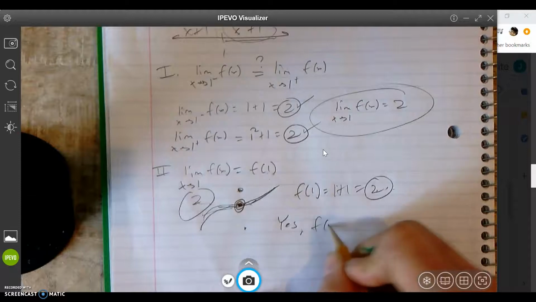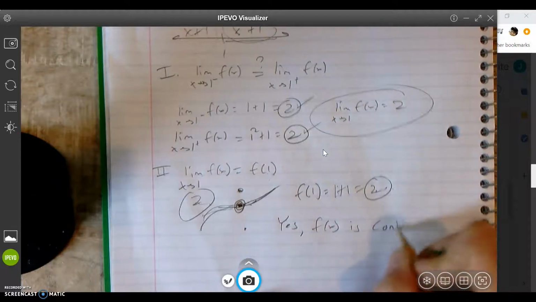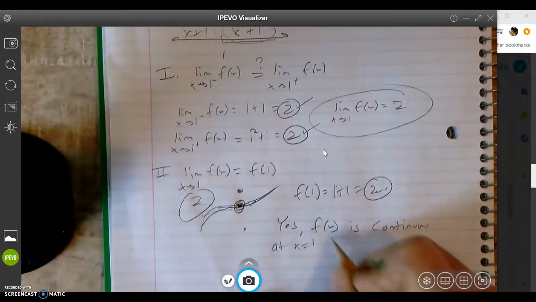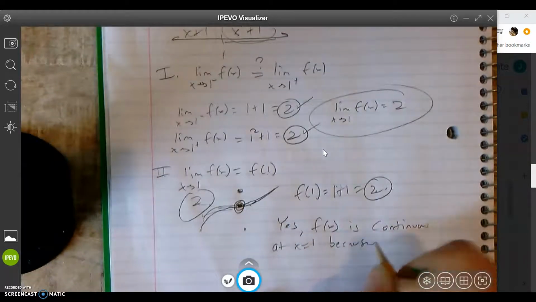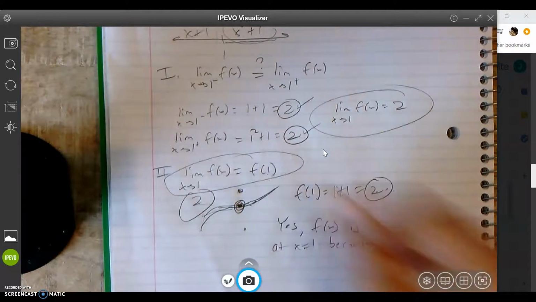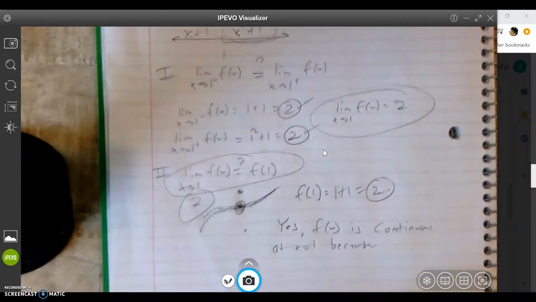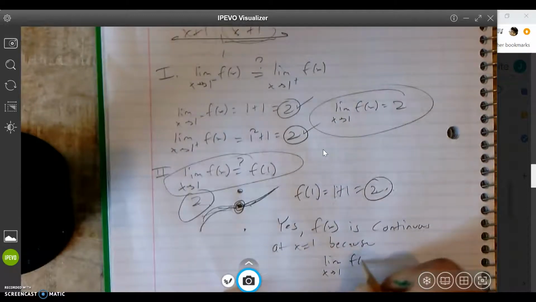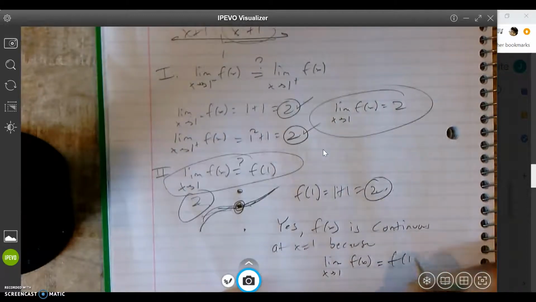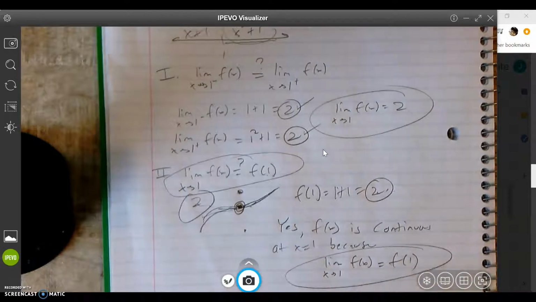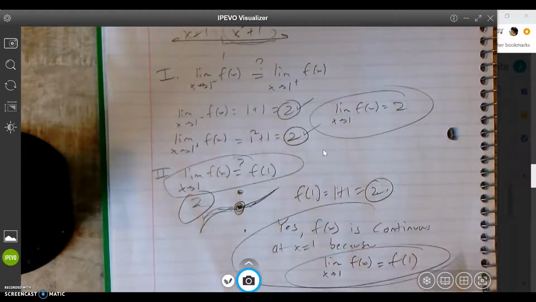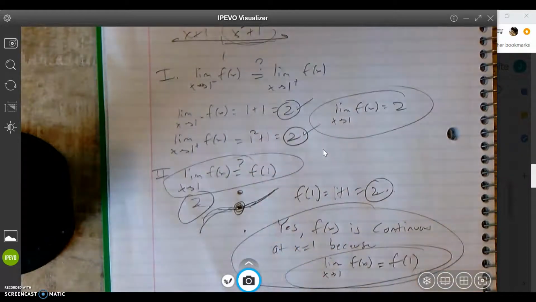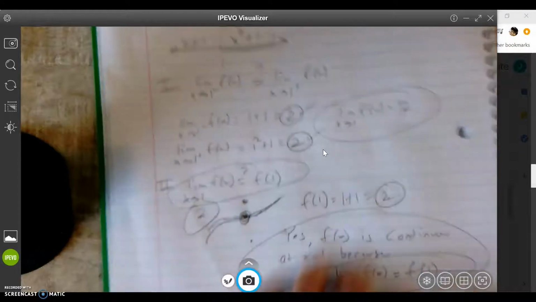Yes, f of x is continuous at x equals 1 because, I'm just going to write this last part here, this should be a question mark, sorry, the limit as x approaches 1 from both directions of f of x equals the point at f of 1. So that's the full definition. So there you go. So here's my proof, here's my justification, and here's my concluding statement. Got it. Make your paper look like mine.